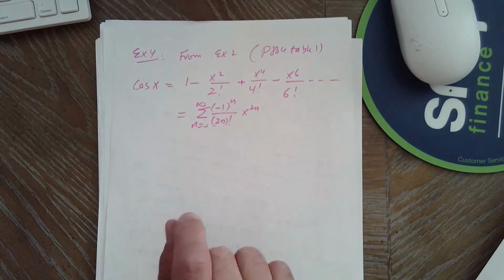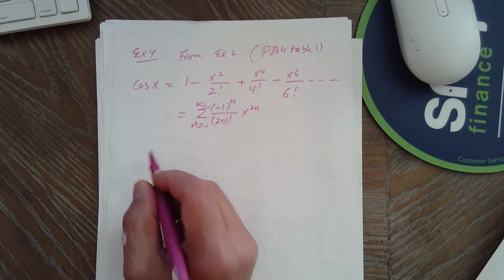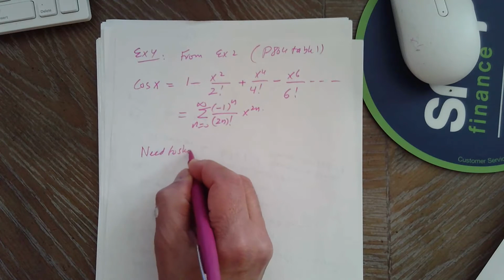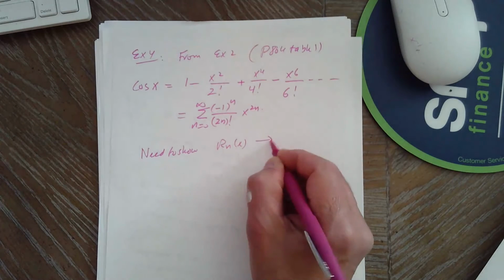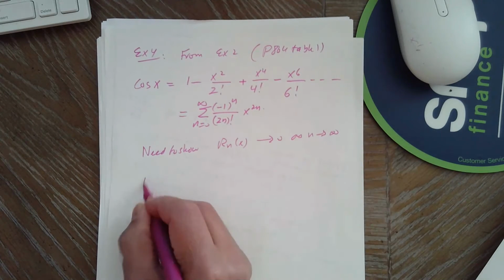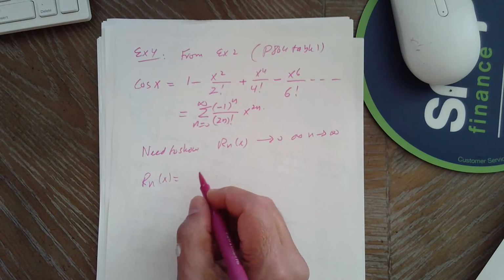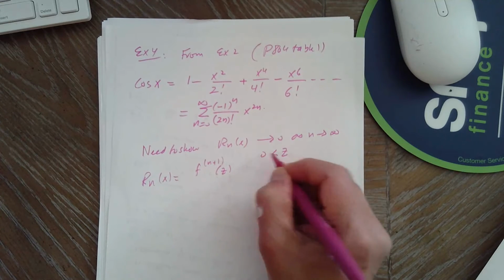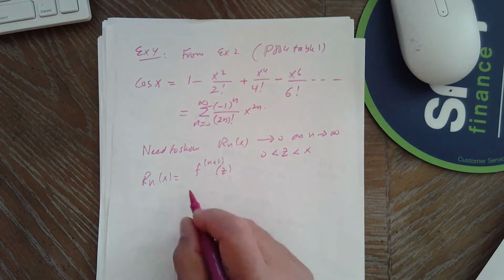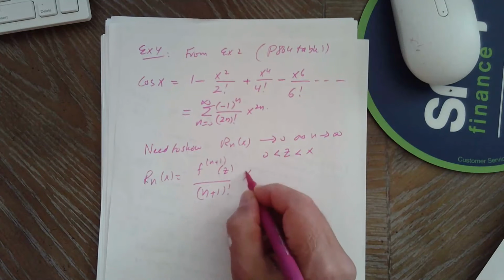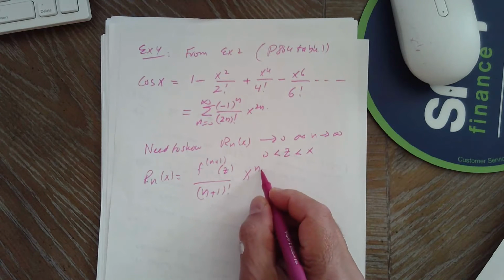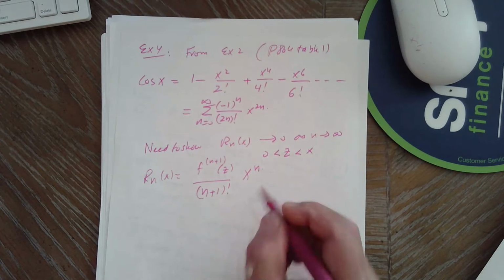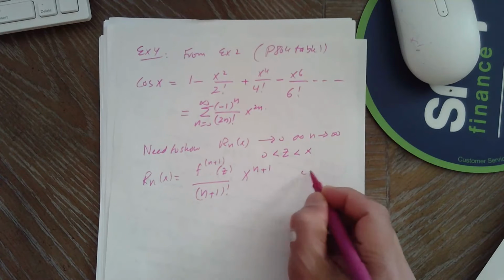Okay, so in order to show that, we need to show Rn of x goes to 0 as n goes to infinity. Rn of x is f n plus 1 at z, where z is between c and x, c is 0 in this case, over n plus 1 factorial, x to the n plus 1. Remember, there is no c, c is 0.